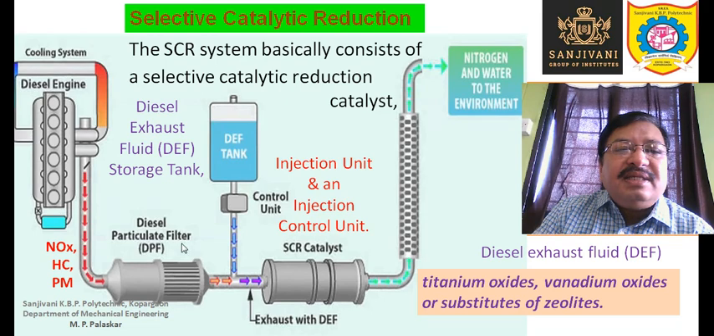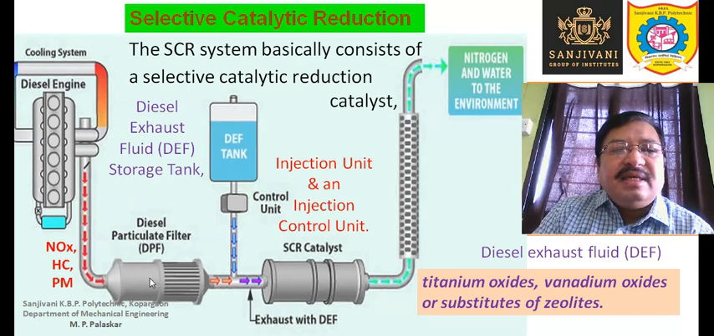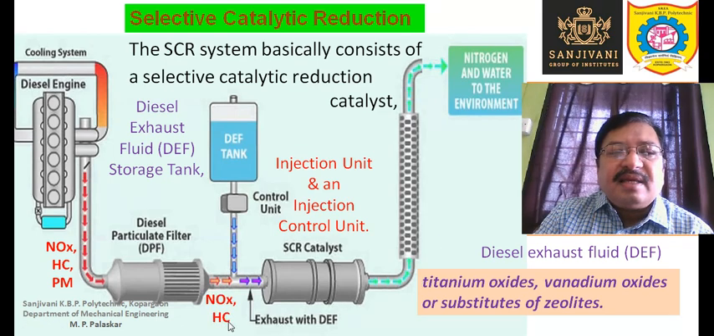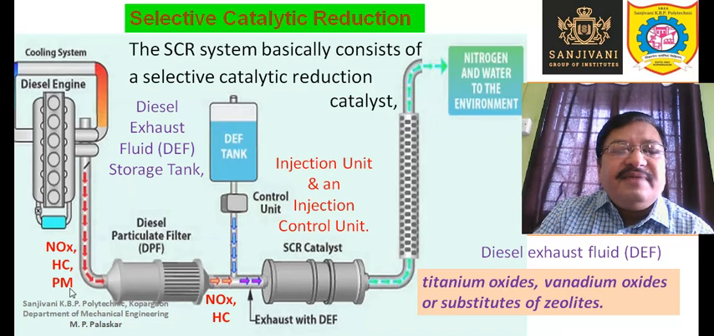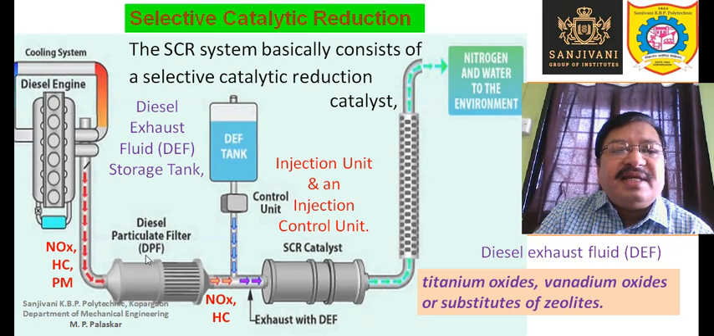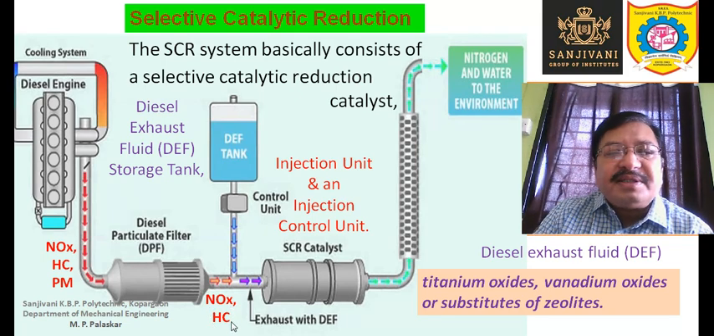So this is the diesel particulate matter filter. So the particulate matter is filtered in this filter. So after this filter we have only NOx and HC, right? So PM, the particulate matter, is already filtered in this filter, that is the diesel particulate filter, DPF. So now we are left with only nitrogen oxides and the unburned hydrocarbons.